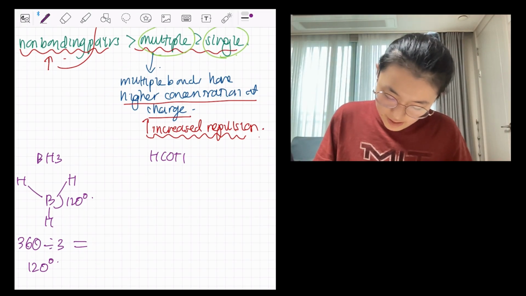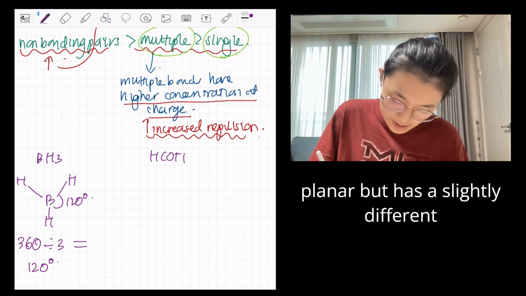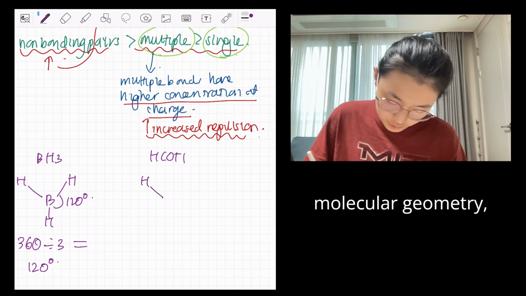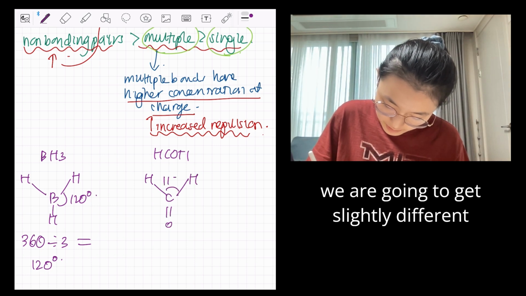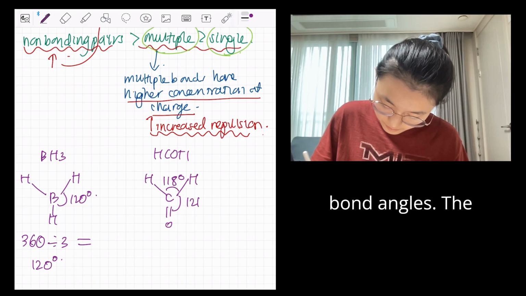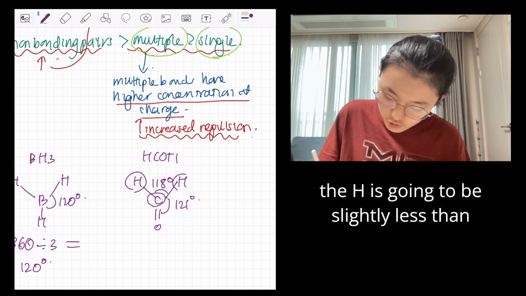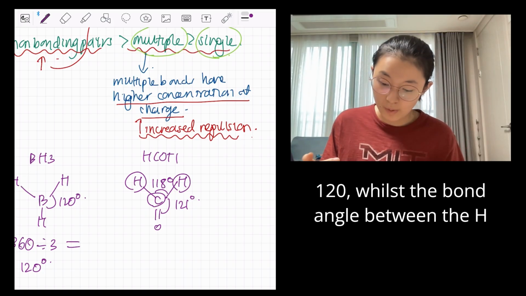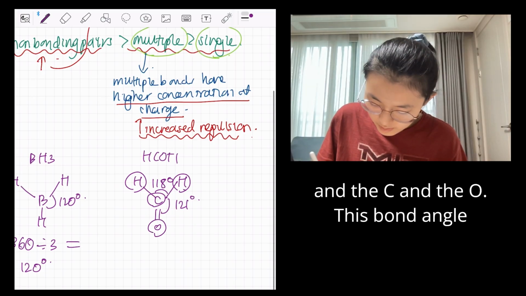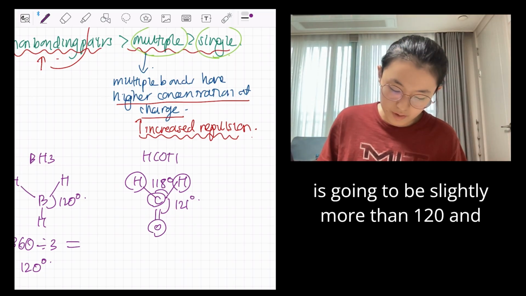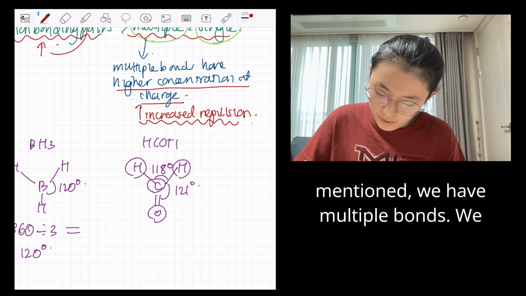However, for HCOH, which is also trigonal planar but has a slightly different molecular geometry, we are going to get slightly different bond angles. The bond angle between the H and the C and the H is going to be slightly less than 120, whilst the bond angle between the H and the C and the O is going to be slightly more than 120. And the reason for that is because, as I mentioned, we have multiple bonds.